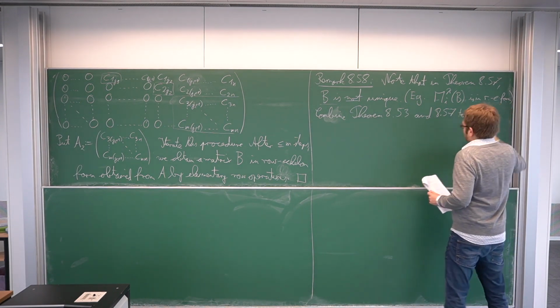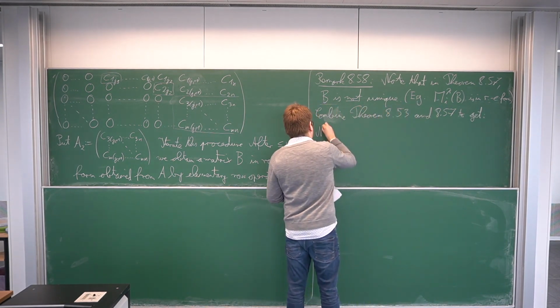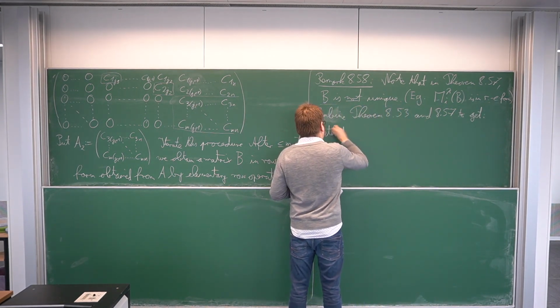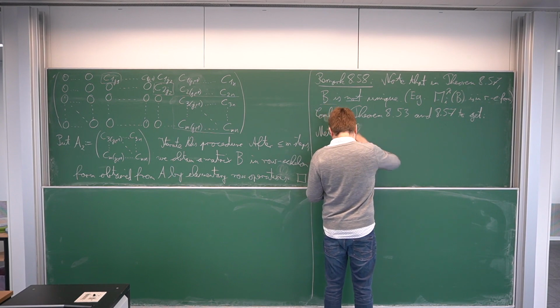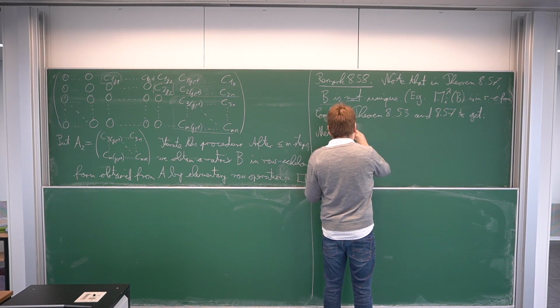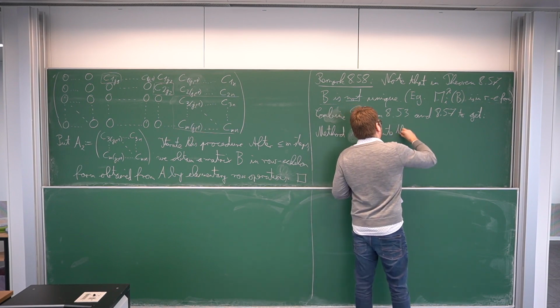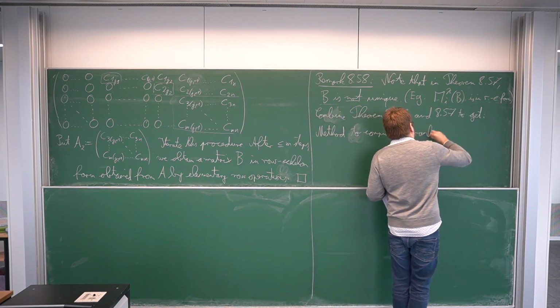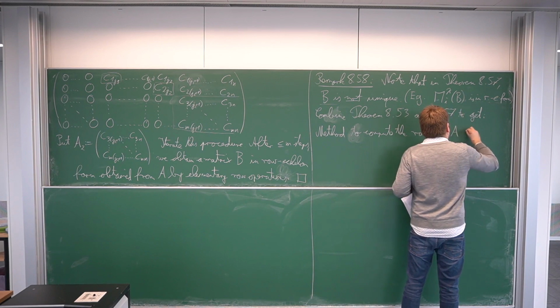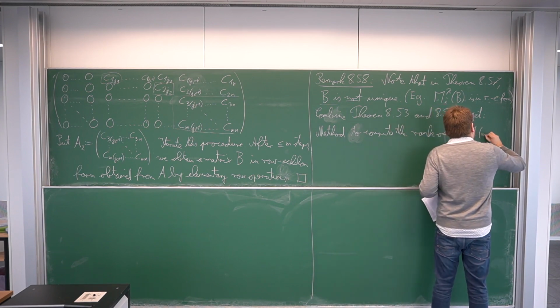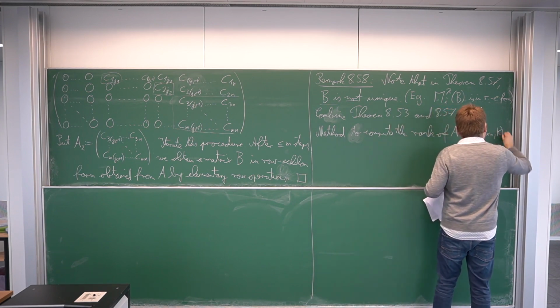So what we get from this is that we now have a method of computing the rank of a matrix. Method, or Grammar, to compute the rank of some arbitrary m by n matrix A with coefficients in k.